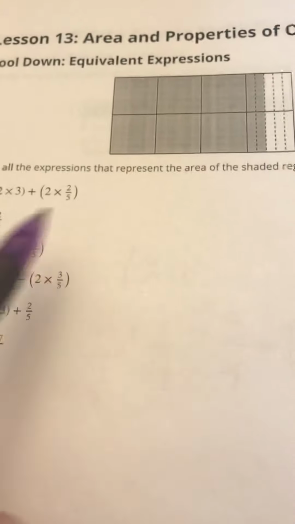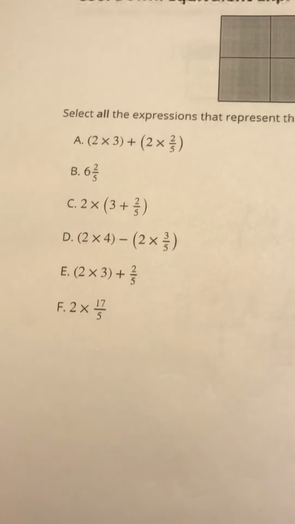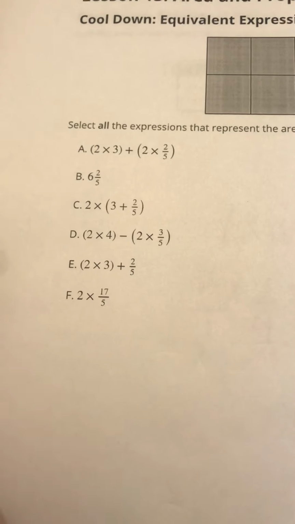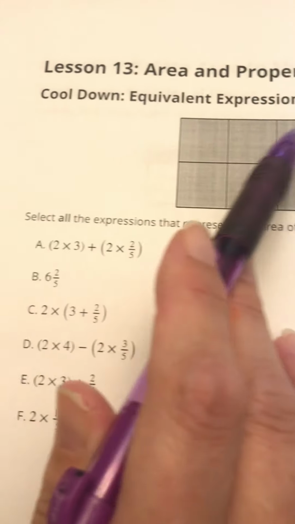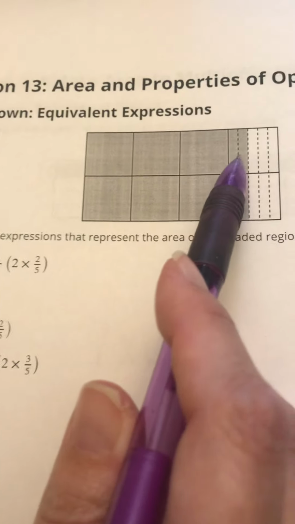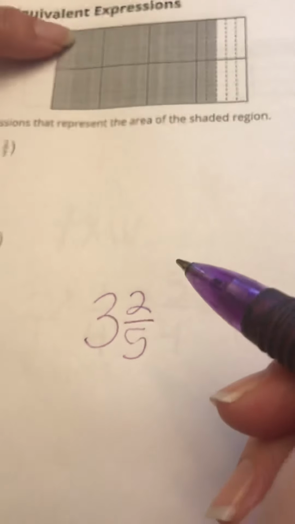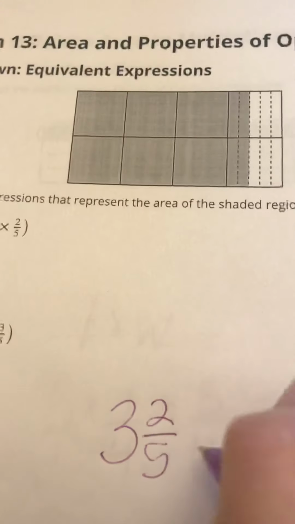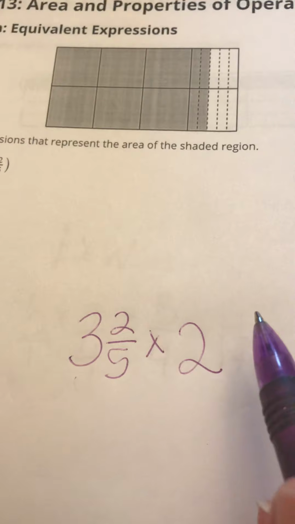And it says select all the expressions that represent the area of the shaded region. So before you look at these expressions, you can go ahead and write your own expression that you would use to find the area. So there's 1, 2, 3, and then 2/5. So my length is 3 2/5. And then right here I've got 2, so I'm going to multiply that by 2. So that's how I would find the area.